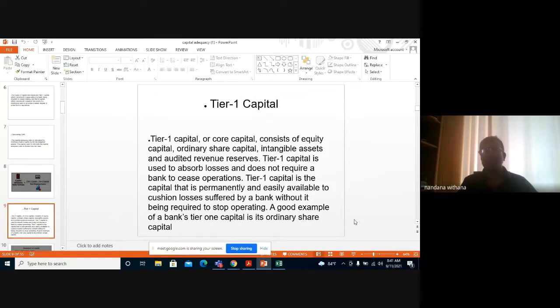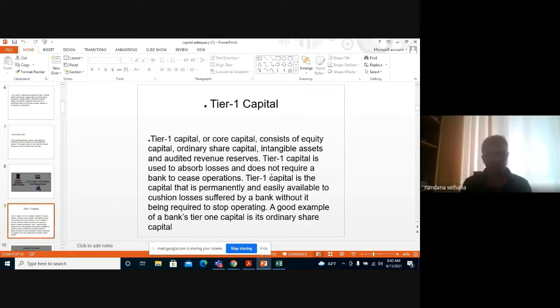Tier 1. First read it. Tier 1 capital, or core capital, consists of equity capital. That means your equity, your ownership amount. That is ordinary shares, intangible assets, and audited revenue reserves. We look into the components of Tier 1 capital. Tier 1 capital is used to absorb losses and does not require a bank to cease operation.